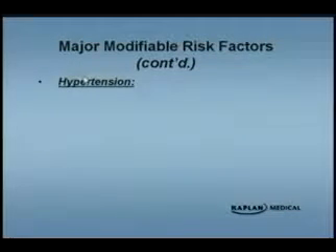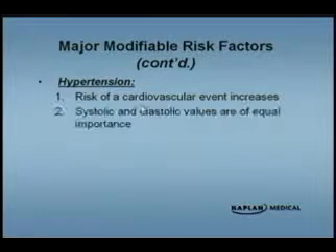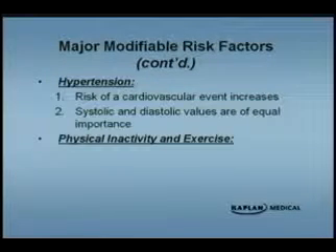Now, the other risk factors, hypertension. The normal goal is a blood pressure less than 140/90, except in diabetes and renal failure, in which it's 130/80. Hypertension is the most common risk factor for coronary artery disease. And systolic and diastolic are both bad. People say, oh, it's only this or only that. No, both of them cause a problem.